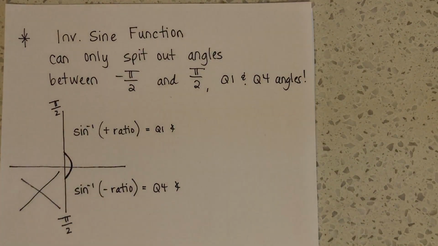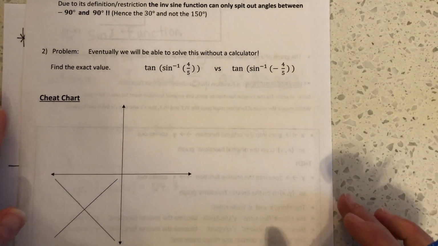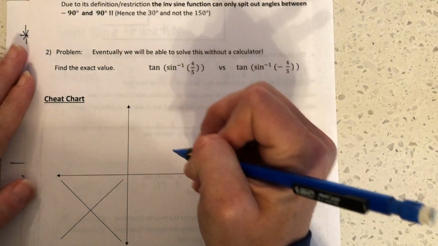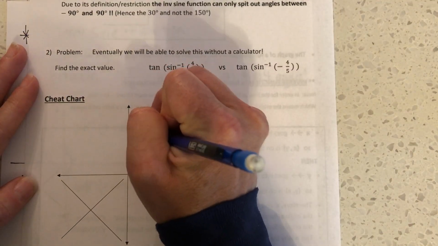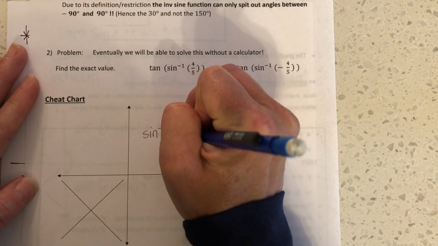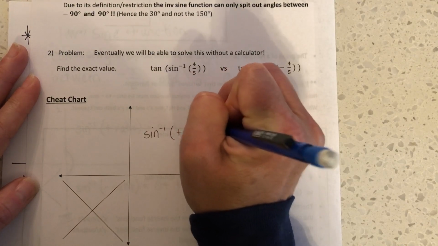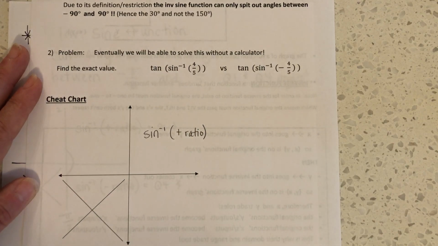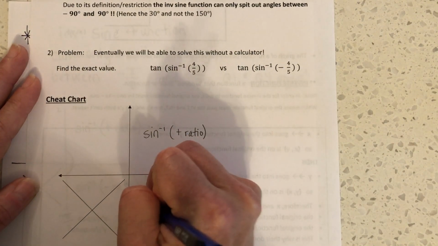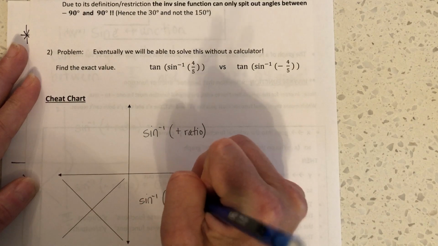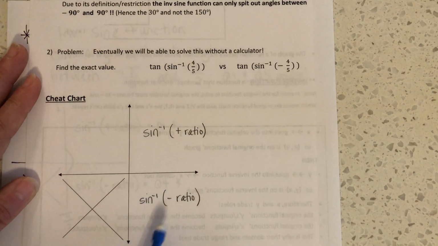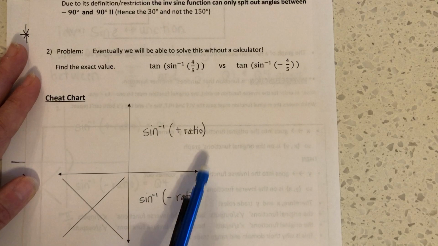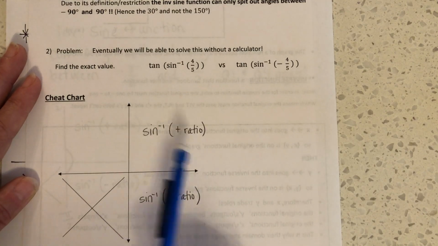And I meant to go back on your notes and fill in your cheat chart. This was on the back of the front of the notes that I kind of skipped, but just to keep your cheat chart up to date, we are going to say that the inverse sine of a positive ratio spits out a quadrant 1 angle. So that answer would have been an angle in quadrant 1. The inverse sine of a negative ratio between 0 and negative 1 would have spit out a quadrant 4 angle between 0 and negative pi over 2. So this is how the inverse sine works.